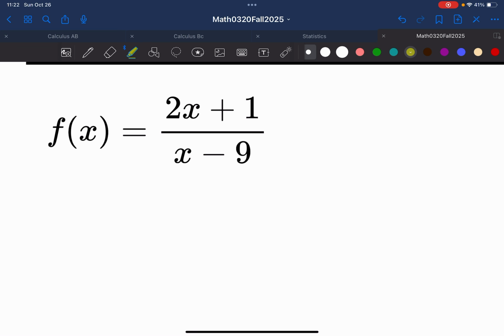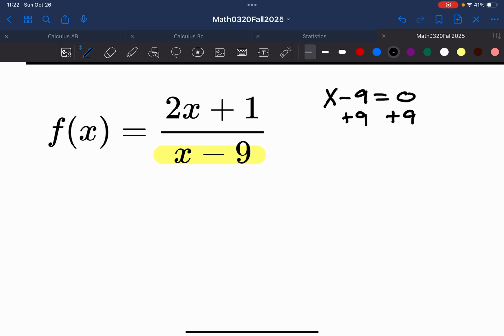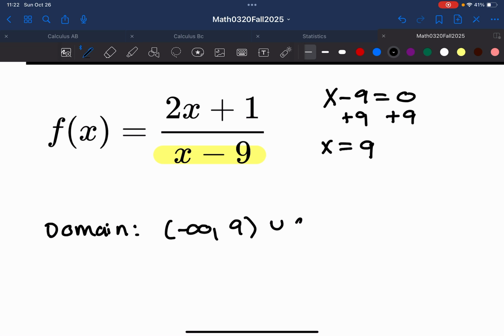Okay, now we have another fraction. So again, we're going to look at the bottom. Remember, we don't want this to equal 0, so we're going to see what value will make that 0 by setting it equal to 0. I'm going to add 9 to both sides, and I get x is equal to 9. Okay, which means my domain is going to be all real numbers except the value 9. So negative infinity to 9, union 9 to infinity.